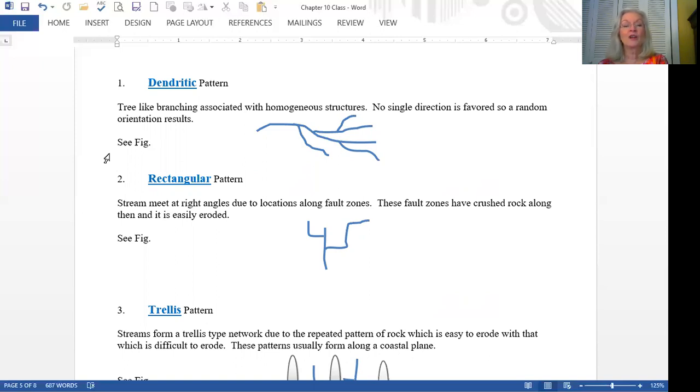I would expect you not only to know the definition of the dendritic pattern and what kind of surface it travels over, but to be able to draw one for me. So it looks like a tree branch.